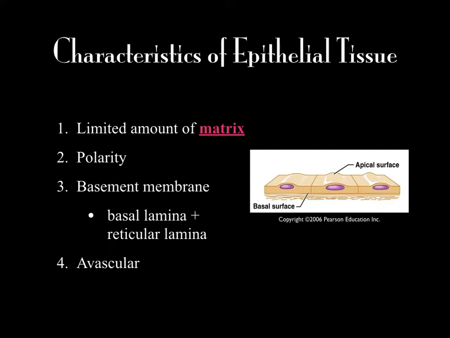The reticular lamina is deep to the basal lamina, and it's composed of collagen and protein fibers that belong to the underlying connective tissue. So again, it's these 2 layers, the basal lamina and the reticular lamina, which combine to form the basement membrane, which serves to anchor the epithelial sheet to the underlying connective tissue. The basement membrane is also important because it reinforces the epithelial sheet, helping it to resist the stretching and tearing forces that happen on it as we move our bodies.